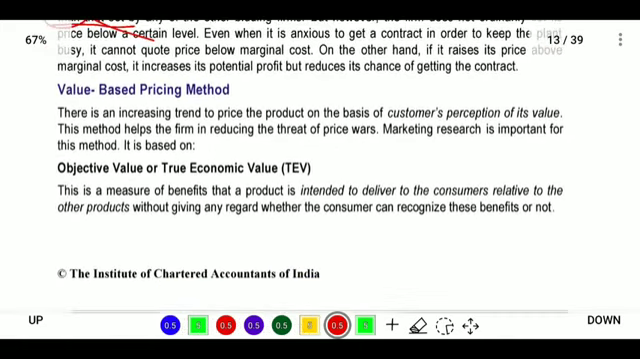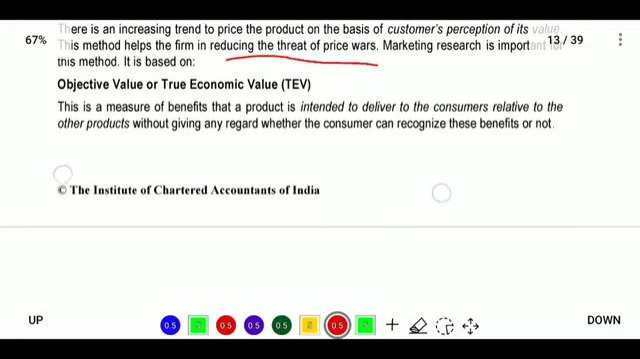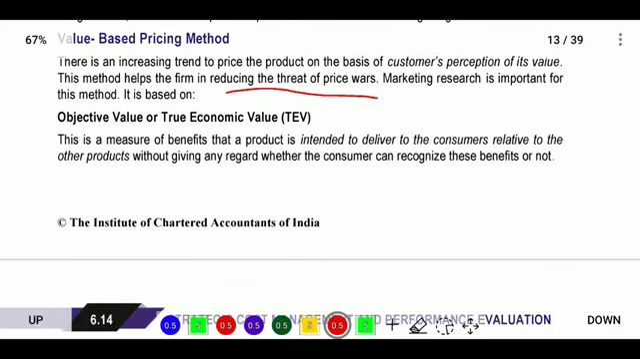Next, value based pricing method. Value based pricing means to price the product on the basis of the customer's perception of value, how the customers perceive it. This method helps the firm reduce the threat of price wars, and market research is very important here. Next, the objective of value is the true economic value, which the consumer wants. That price will be the true economic value that is intended to be delivered to the customer.